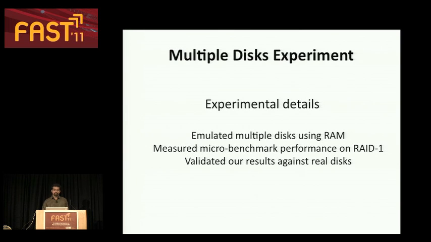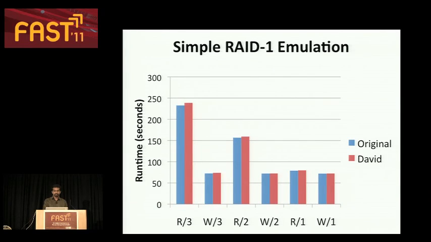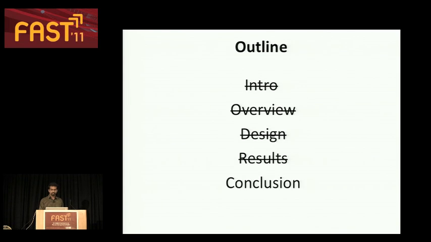For the multiple disk experiment, we emulated lots of devices using RAM as the backing storage, and we ran micro benchmarks on top of RAID. Again, we validated our results against real disks. This graph here shows random read and random write workloads. The x-axis shows R stands for random reads and W for random writes, and 3 for 3 disks, 2 for 2 disks. Again, the runtimes of the emulated disks and the actual disks match very closely.